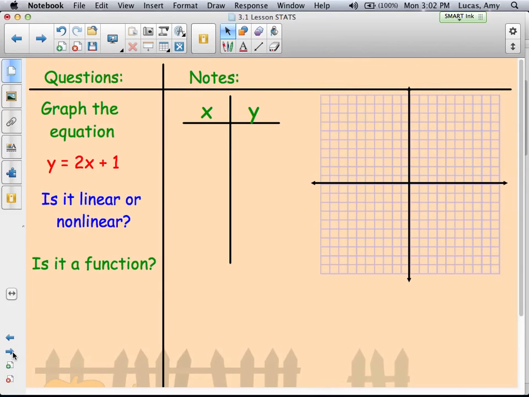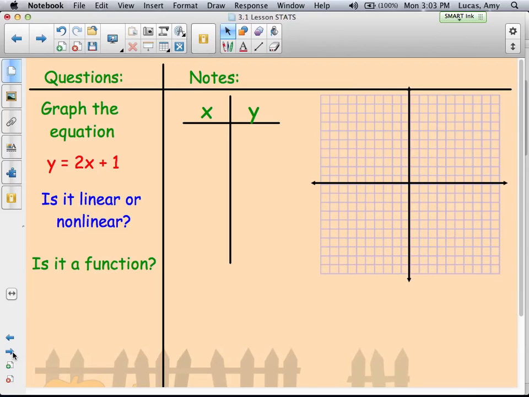Okay, now we are going to take 3 different equations and we are going to graph them. We're really hoping that this is review for you, that in your previous math classes, last year or the year before, you learned how to take an equation and make a table or a T-chart for them. And then graph those ordered pairs, and take a look at the graph, and then answer the new question, is it linear or nonlinear?